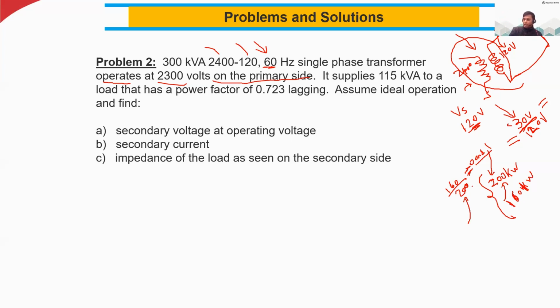You know RMS and average. RMS is for the AC voltage and current, and average is for DC voltage and current.